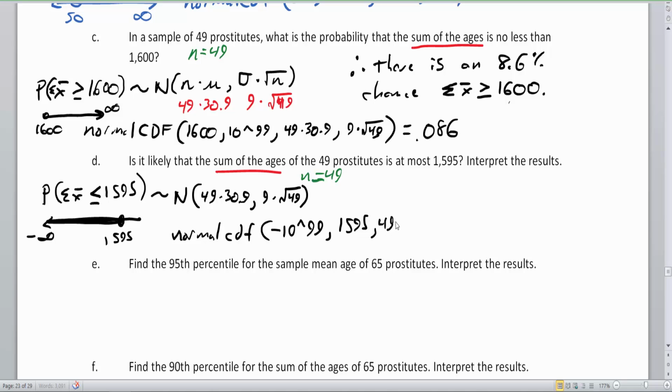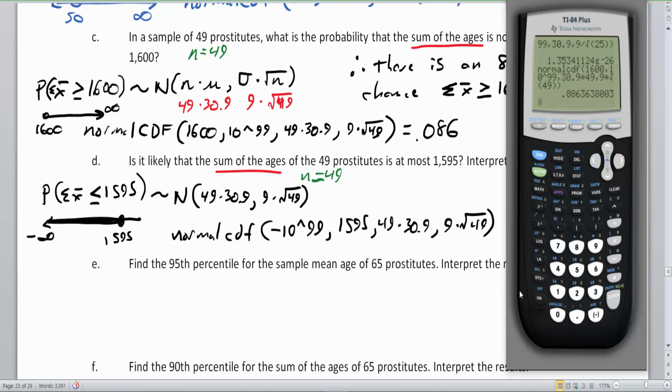And then it's 49 times 30.9, and 9 times the square root of 49, which is already typed into our calculator. So what's convenient about this when we go back to our technology is that a lot of this work is done for us. So we hit second vars, go to normal CDF. Okay, our lower limit is going to be negative 10 raised to the power of 99. And the upper limit is 1595. And then here we have our mu and our standard deviation. Go to paste. All right, puts all of that in there, which is really nice. And we get an answer of 90.0%.